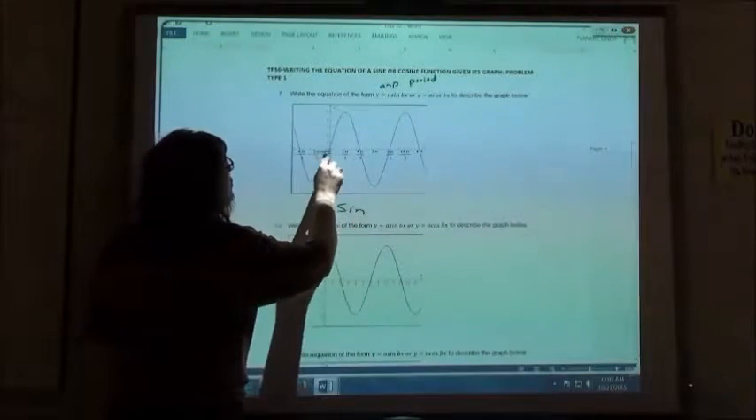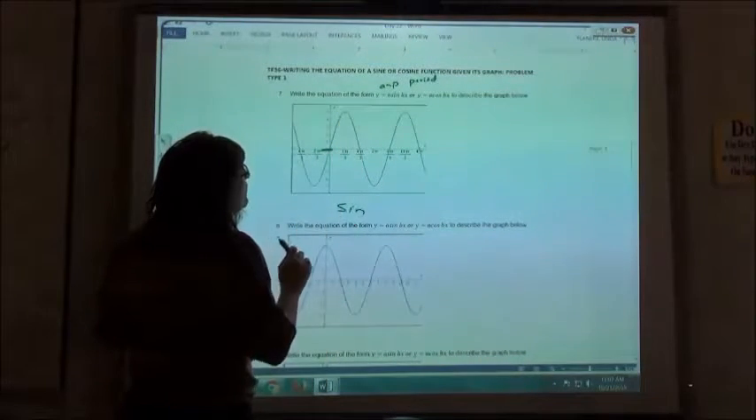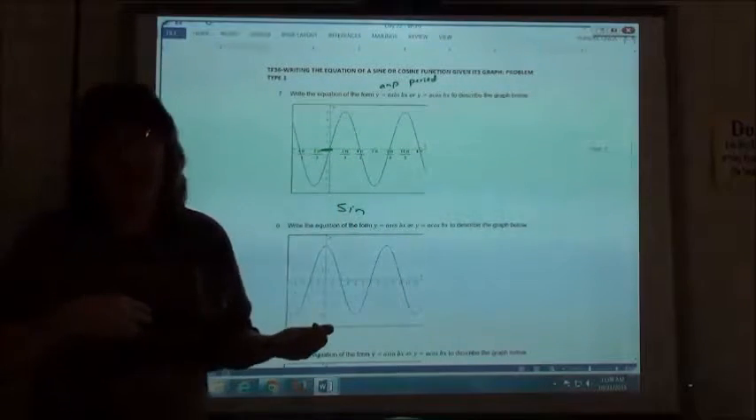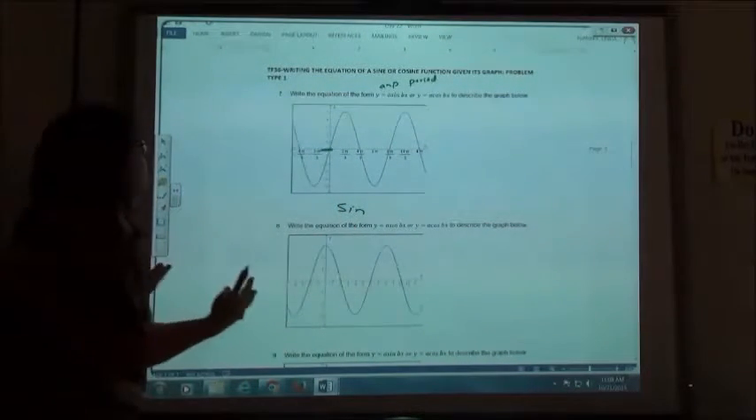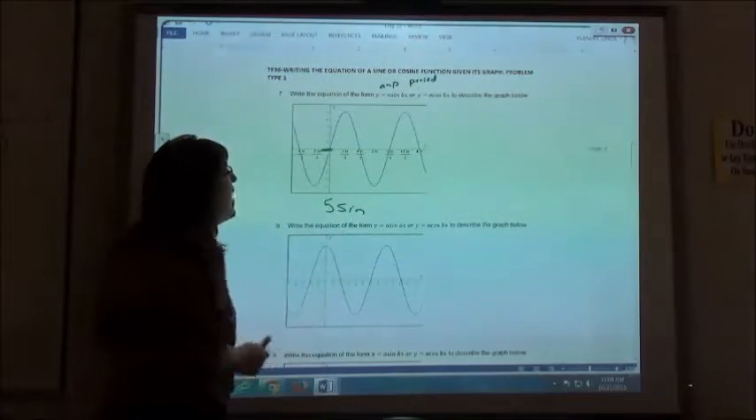My amplitude, this one is going up first to 5, so my amplitude is 5. If it will go down, my amplitude is still 5, but I'm going to have a -5 in front of my sine to indicate that it's going down. So this one's going to go up to 5, so there's a 5 in front.